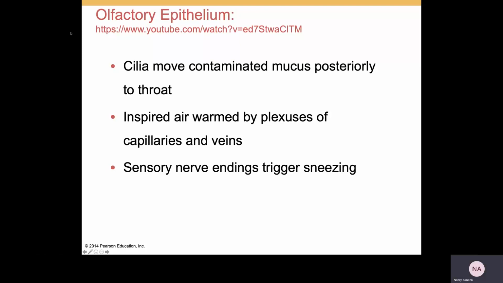So I need to change the title on this, and I will. Okay, so the cilia, we know, is going to move contaminated mucus back to the throat. We know that the inspired air is going to be warmed by plexuses of capillaries and veins, and we know we're going to have sensory nerve endings there.